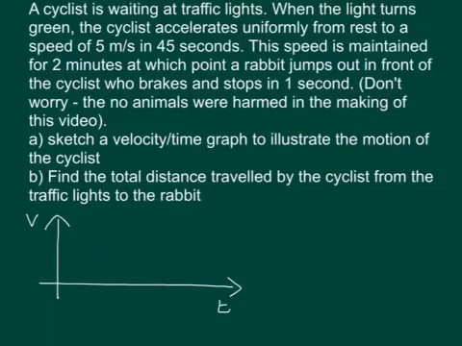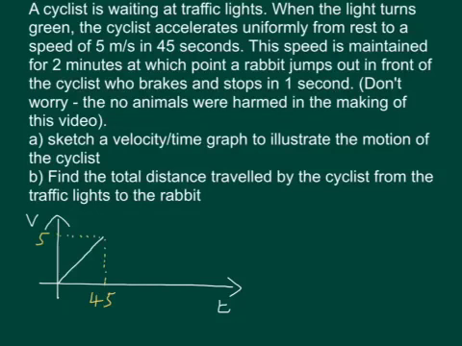So it's a uniform acceleration, so that is a straight line. If it was not uniform acceleration, it would be outside the bounds of the M1 exam. So at this point here, t is 45 seconds and v is 5.